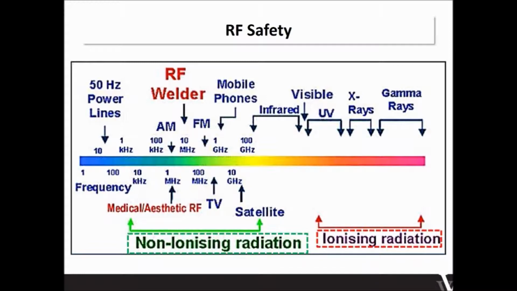The medical and aesthetic RF systems are located in the non-ionizing radiation spectrum. Moreover, the RF systems are located to the left from TV or our mobile phones, making the RF technology safer than our home use devices. RF energy is non-ionizing energy.